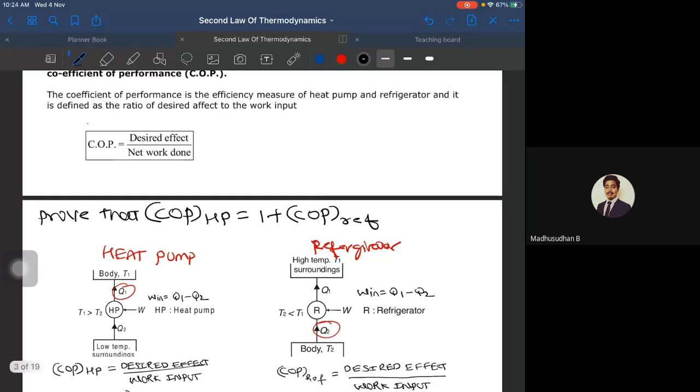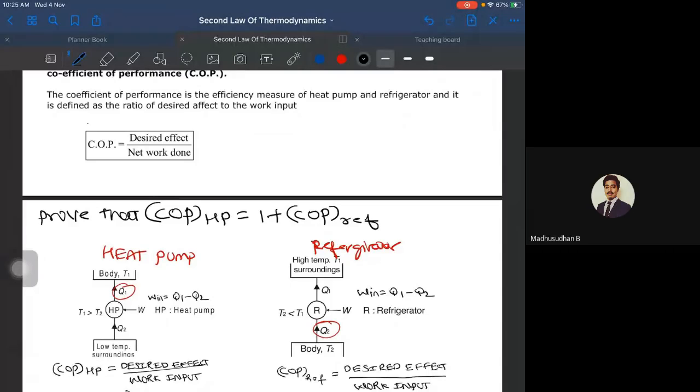So first, draw the diagram of a heat pump. A heat pump and a refrigerator both look alike, but what differentiates these two? Q1 and Q2, exactly: where you concentrate, what your intention for that equipment is. That really matters. For the heat pump, the intention is to supply heat, so your desired effect will be Q1. Refrigerators are designed to extract heat from a system, meaning you want a lower, cooler space, so your desired effect would be the value of Q2. That is the only major difference between a heat pump and a refrigerator.